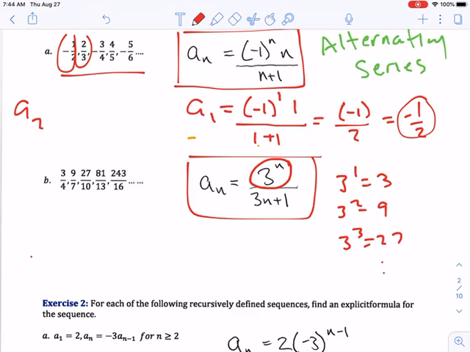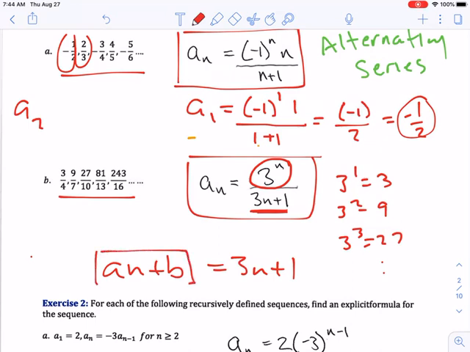Now, arithmetic sequences are always expressed as some form of a linear equation, a(n) plus b, where a and b are just some constants. And so in this case, we have 3n plus 1. 3n plus 1 is the arithmetic sequence that will give us these denominators. So once you know it's an arithmetic sequence, you just start playing around with some a's and b's to make that arithmetic sequence work.